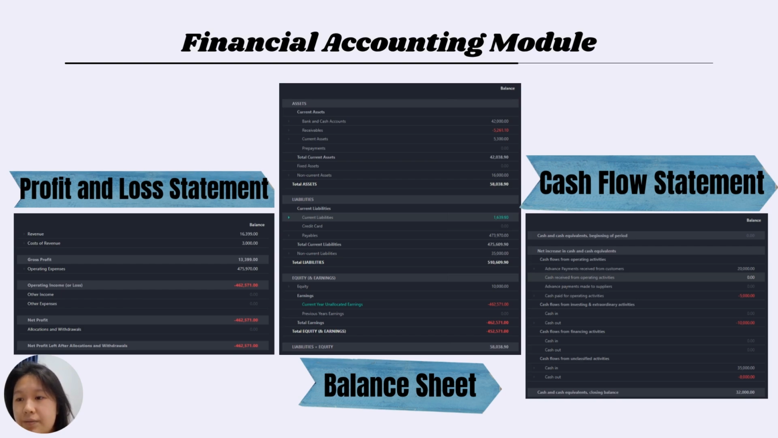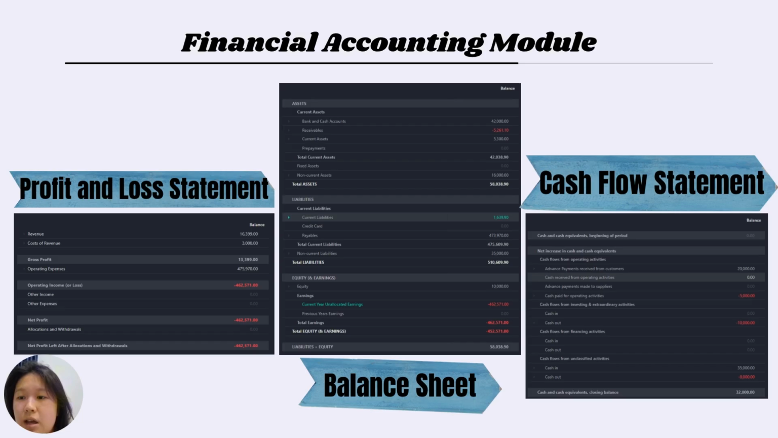475,970 ringgit, resulting in a net loss of 462,571 ringgit. And the balance sheet provides a snapshot of our financial position at a specific point in time.